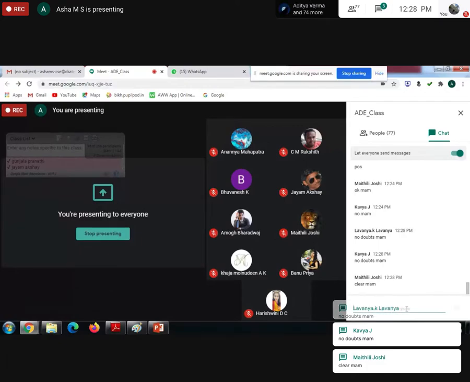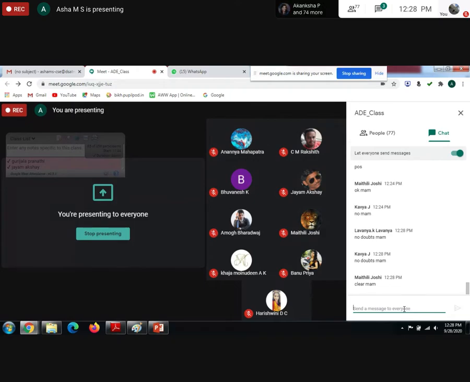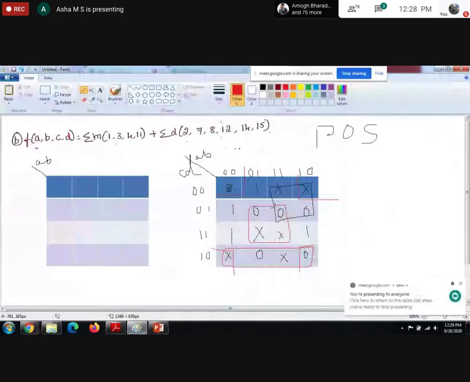Grouping is clear. If you have done grouping in another way, it's fine, no problem. But at the end, I should get 4 minimum min terms, max terms, 4 max terms. If you have done grouping like this, it's okay, no need to alter. Okay, let me write the POS form.